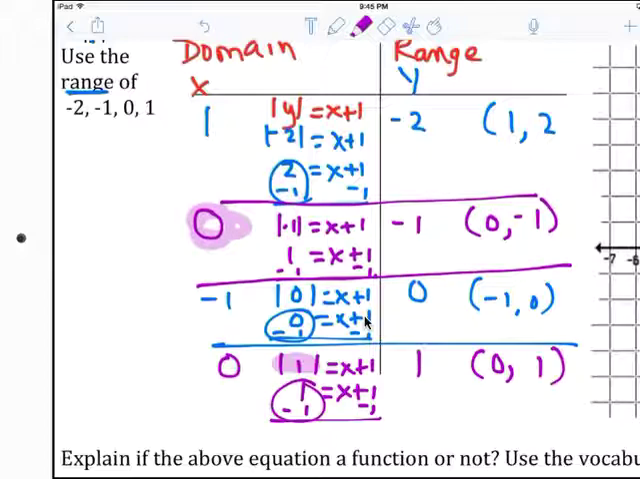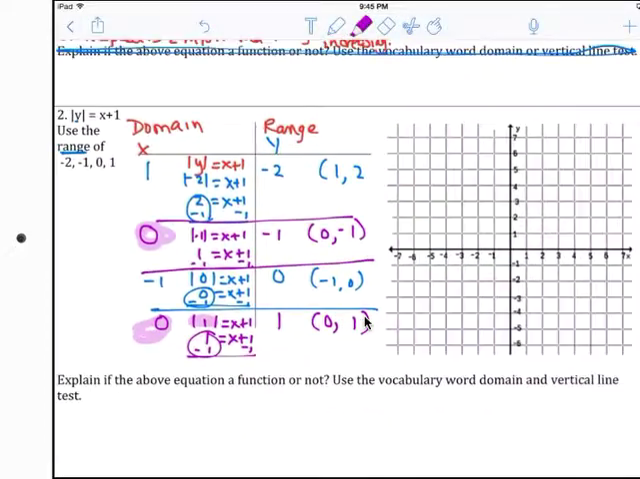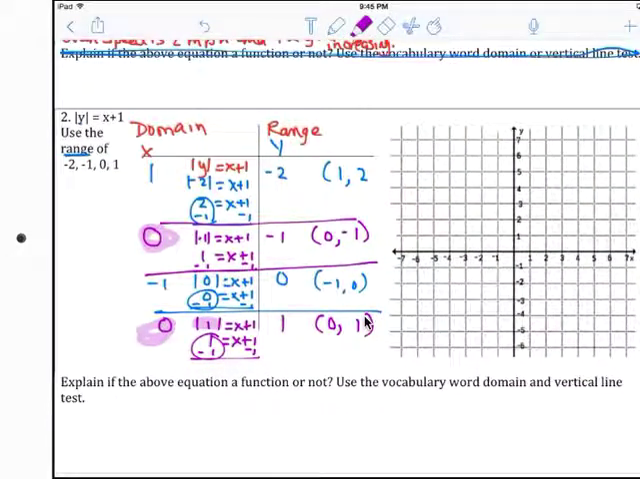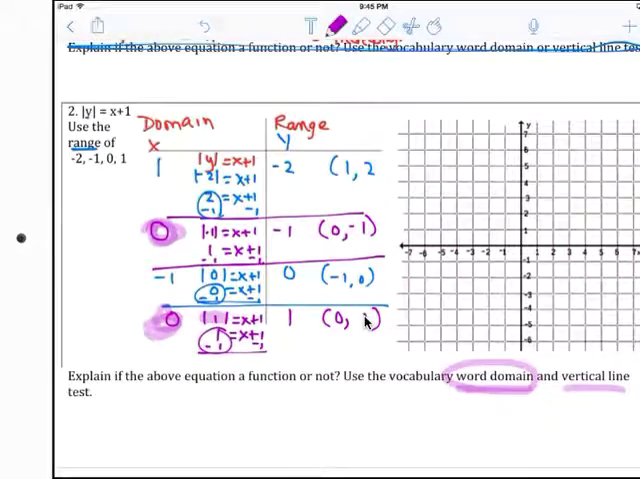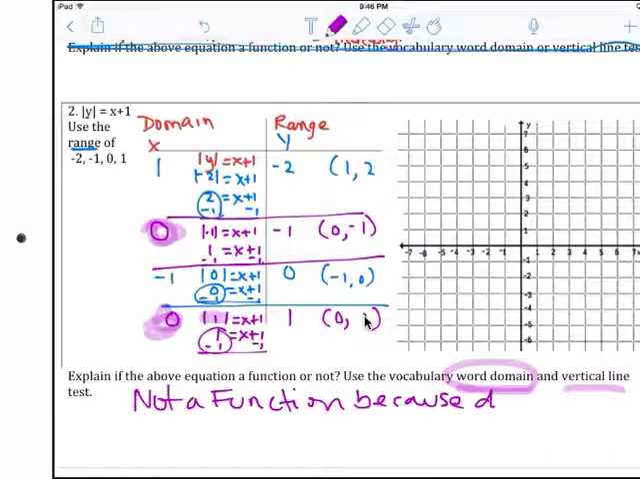Not a function because the domain repeats at 0. Use the word domain or vertical line. We're going to use this word domain right here. Not a function because the domain of 0 repeats.